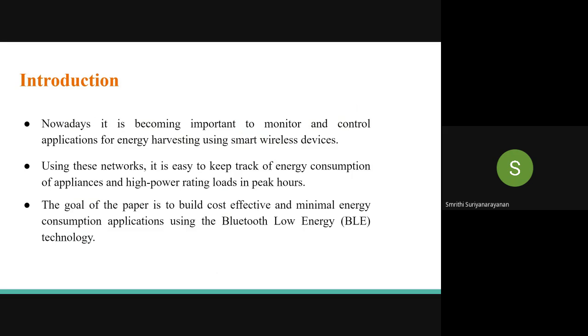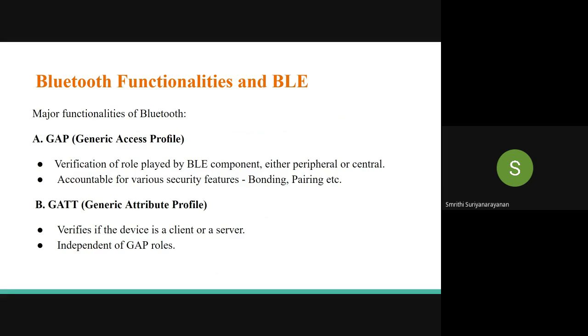Nowadays, it is becoming important to monitor and control applications for energy harvesting using smart wireless devices. Using these networks, it is easy to keep track of energy consumption of appliances and high power rating loads in peak hours. The goal of the paper is to build a cost effective and minimal energy consumption application using the Bluetooth low energy technology. Now, let's look at the functionalities of Bluetooth and BLE.